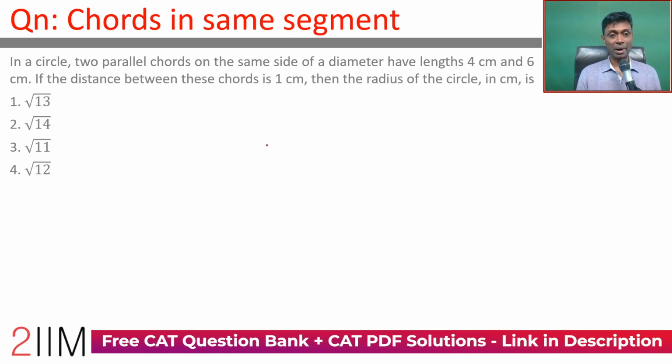In a circle, two parallel chords on the same side of a diameter have lengths 4 and 6 centimeters. So let's draw this circle.